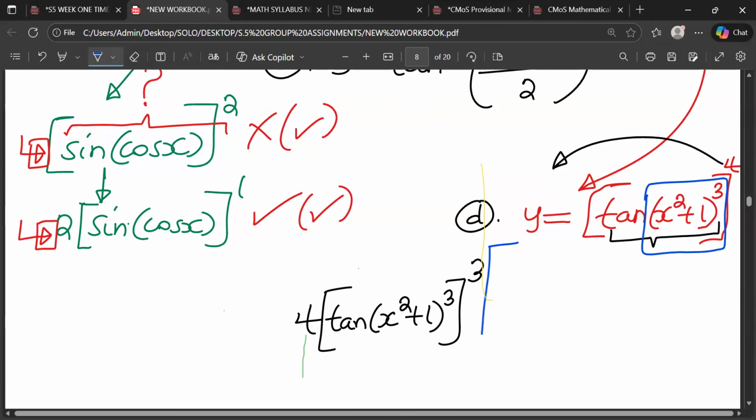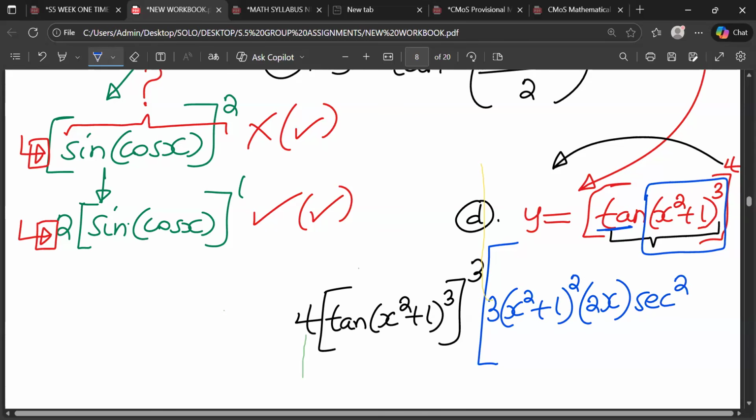Differentiating that angle, what do you do? You drop the power 3, you bring back what is inside with the reduced power by 1, which is a 2. After, you differentiate what is inside, which is 2x. And after doing all that, you have differentiated the angle and you've put it out. Now you're supposed to differentiate the trig function tan, which is sec squared. And after the sec squared, now you bring back the old angle.